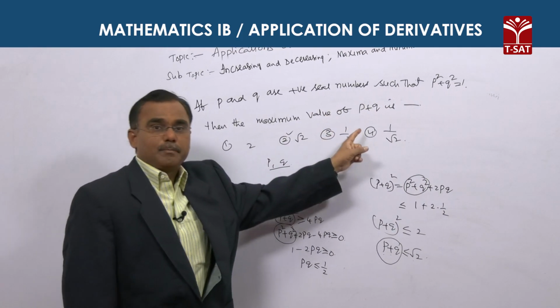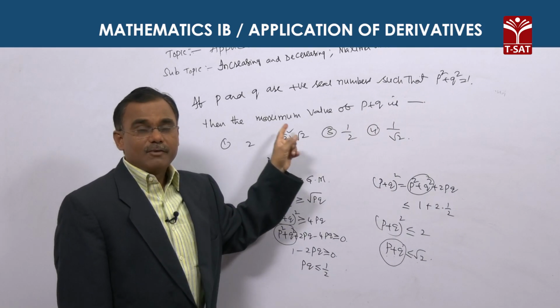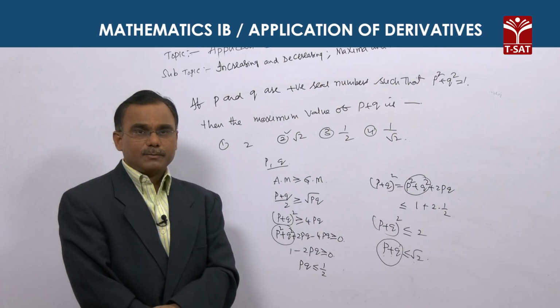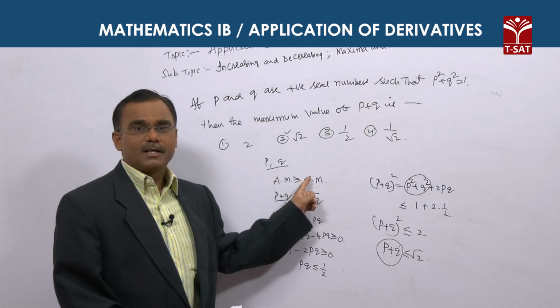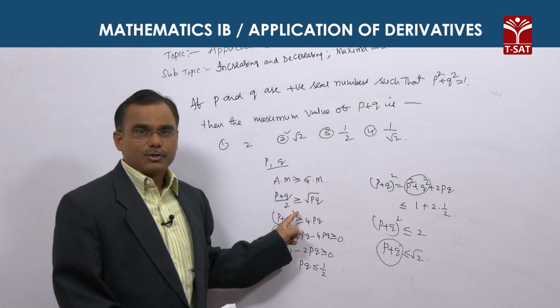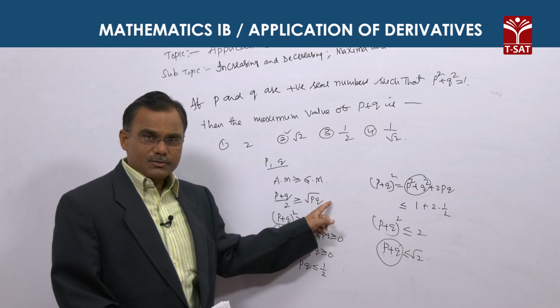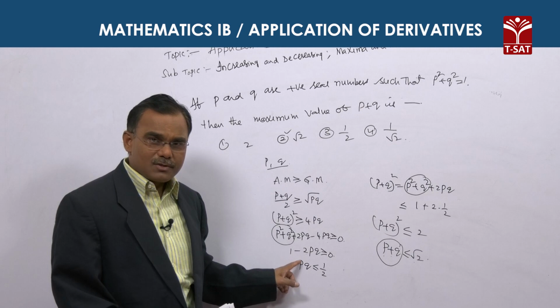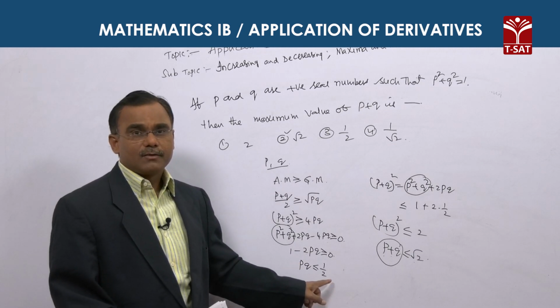What is given? If P square plus Q square is equal to 1, then find the maximum value of P plus Q. Right, we know from algebra that arithmetic mean is greater than or equal to geometric mean. P plus Q by 2 is greater than or equal to root PQ. Squaring on both sides and applying P square plus Q square equal to 1, we get PQ less than or equal to 1 by 2.